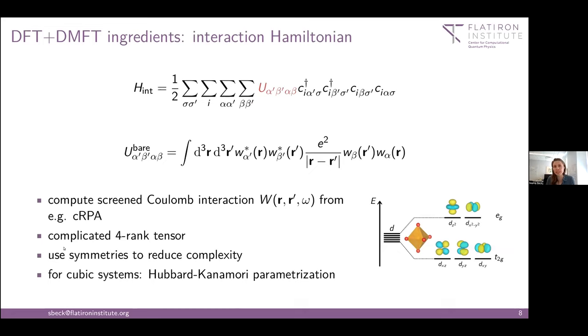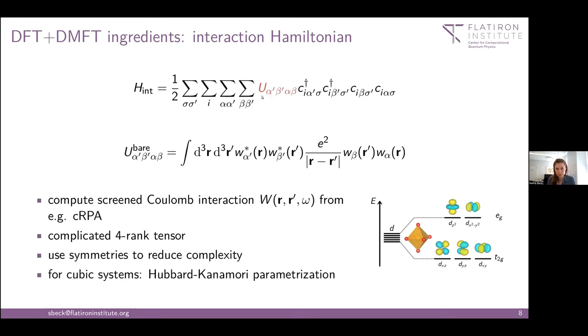Okay, so the other ingredient is the interaction Hamiltonian. So this first line is the most general form of a two-particle interaction. So this is a four-body operator. Actually, I should correct this. The most general form for a local interaction. So each of these operators acts on the same site I. It is a multi-orbital interaction. And then we have these Coulomb integrals that we have to compute.